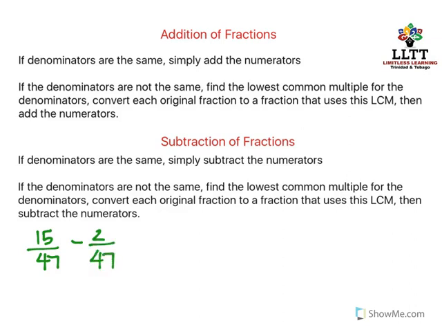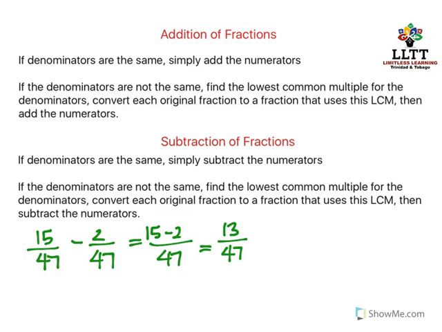Well, I look at my denominators. My denominators are the same. Life is great. I leave my denominator as is, 47, and I simply subtract the numerators. So that's 15 minus 2, and 15 minus 2 is 13. So that's 13 over 47 is my answer.